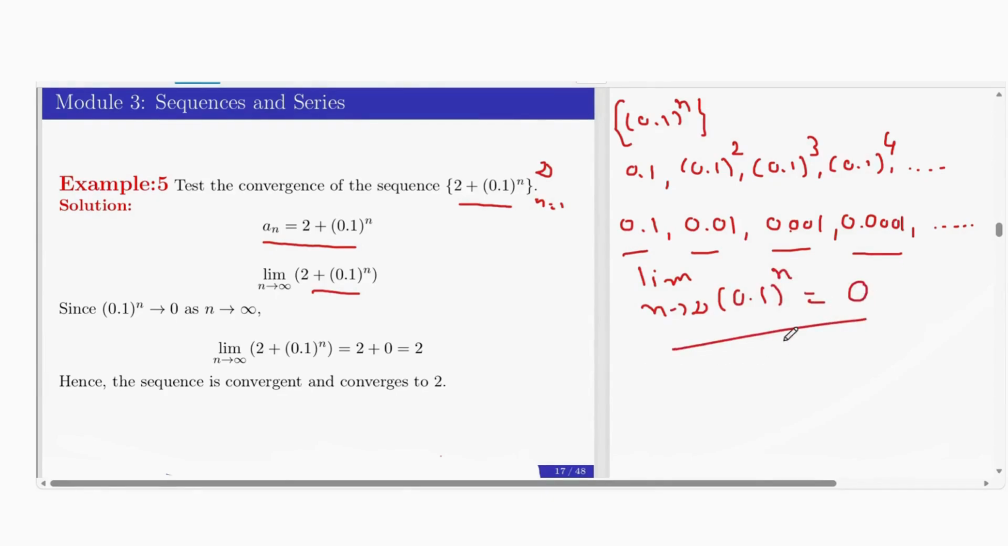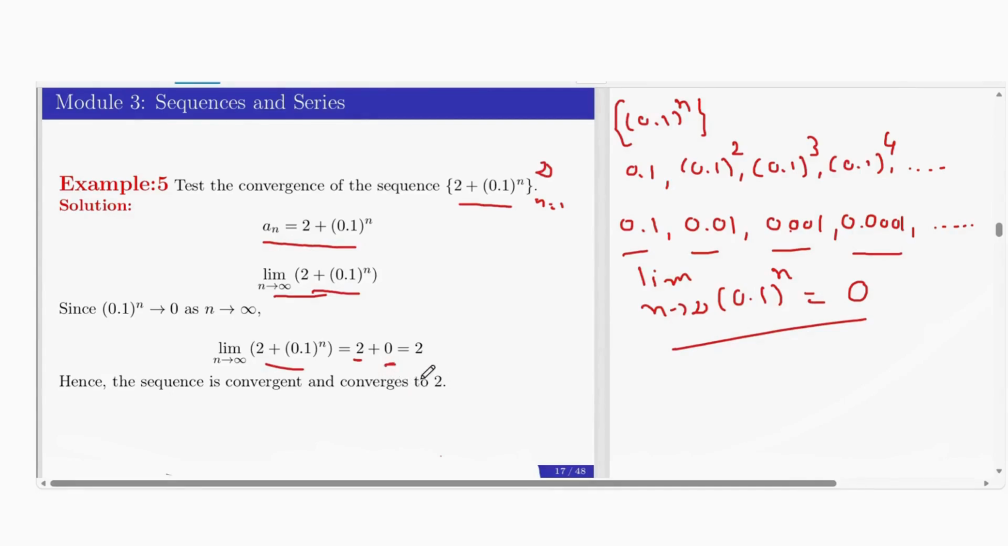Okay. Now use this knowledge to evaluate this one. Here separate the limit. Limit n tends to infinity of 2. Okay. So 2 remains as it is, plus limit n tends to infinity of 0.1 raised to n. Okay. So from this what do we conclude? This is 0. Since 0.1 raised to n tends to 0 as n tends to infinity, limit n tends to infinity of 2 plus 0.1 raised to n is what? 2 plus 0. So the answer is 2.